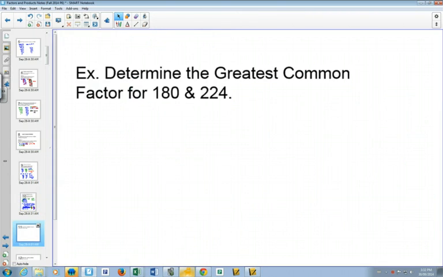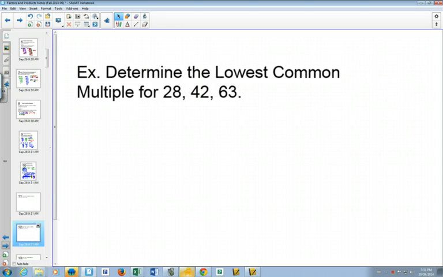And have I shown you the homework already? How do you do lowest common multiple for 3 things? Do the same thing. I think we can get it done in a minute.